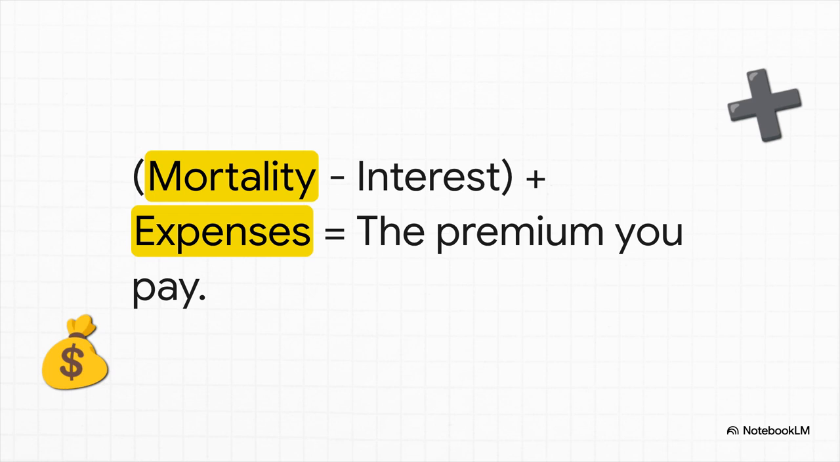The gross premium, what you actually pay, is made up of 3 parts. You start with the cost of the risk itself, mortality for death or morbidity for sickness. Then the company subtracts the interest they expect to earn from investing your money. That gives them the net premium. Finally, they add in their own expenses, salaries, rent, marketing, and that gives you the final gross premium.